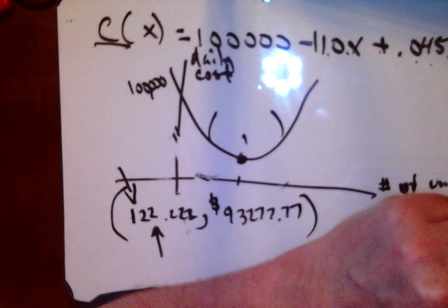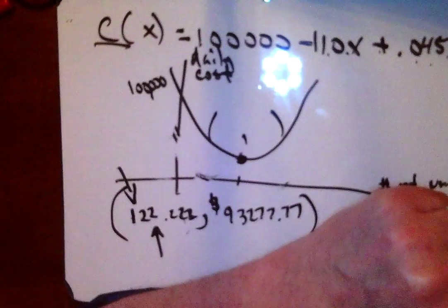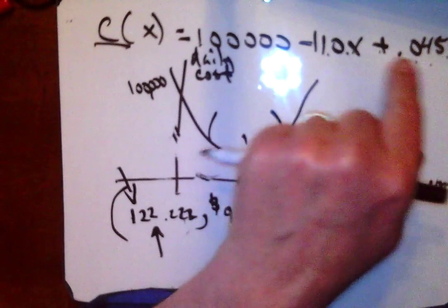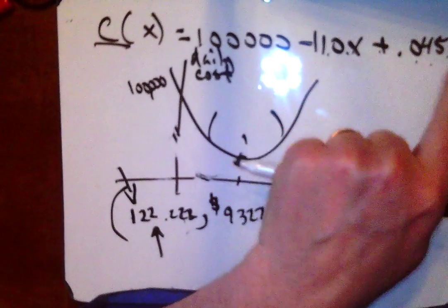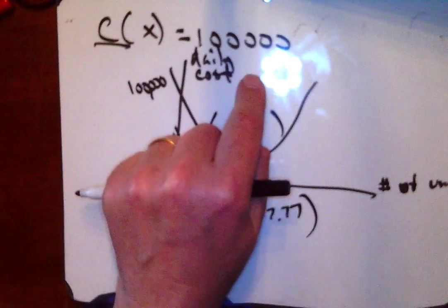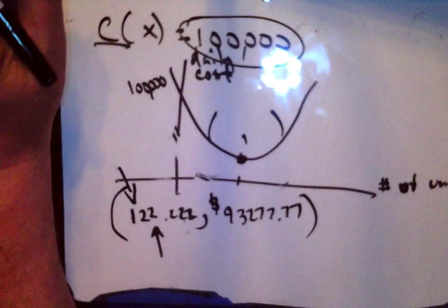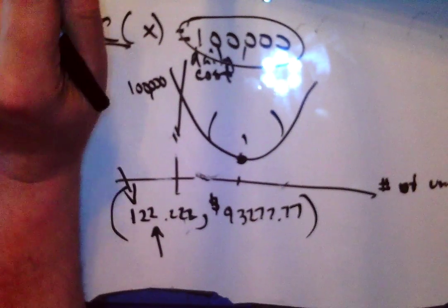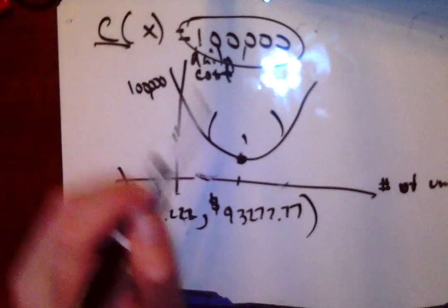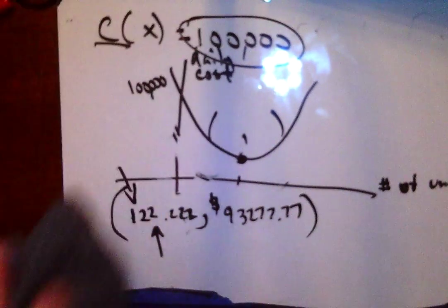Okay, that's part A. Part B, what is the cost if no units are produced? Well, remember, x is the number of units produced, and if we turn these into zeros, oh, our y-intercept. That's right. We're going to have a cost of 100,000 even if we don't make any. In fact, our cost goes down by making some of these things. So, yeah, business. It's interesting. Okay, that was station 11.